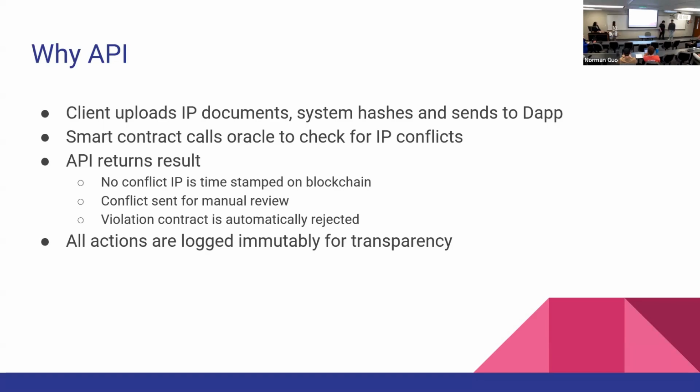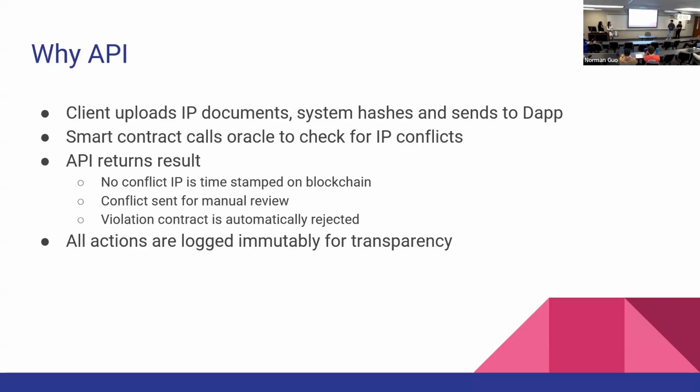So our client first has to upload their IP documents into our decentralized application, which then hashes their idea and sends it to the blockchain. It works by setting up a smart contract, but a smart contract cannot directly call an external API, and it can only use the network. So the API is there for us to hold the information the client uploads to us, and then do an API search for any conflict with currently existing IP out there.